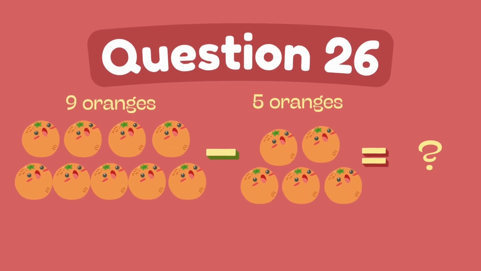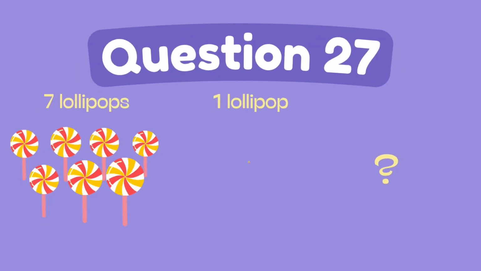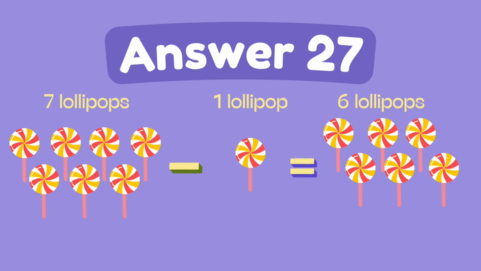What is 9 minus 5? The answer is 4. What is 7 minus 1? The answer is 6.